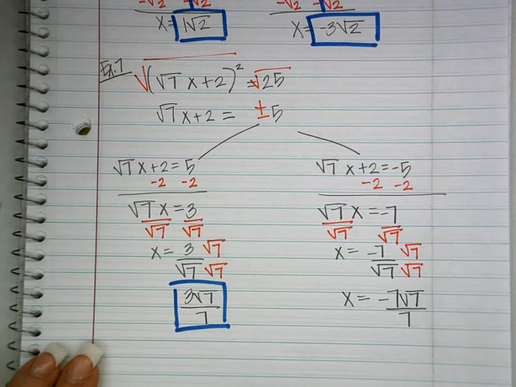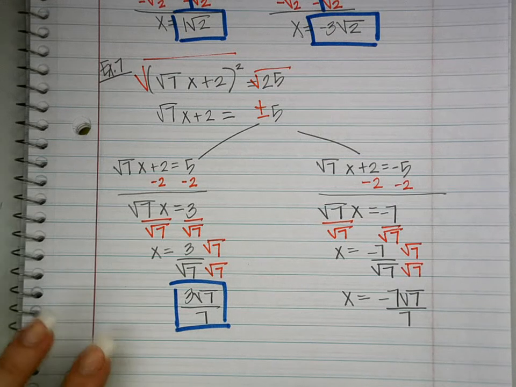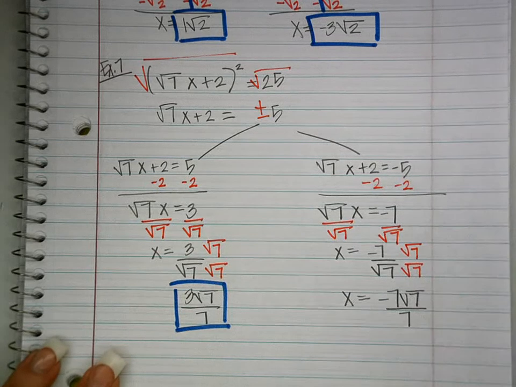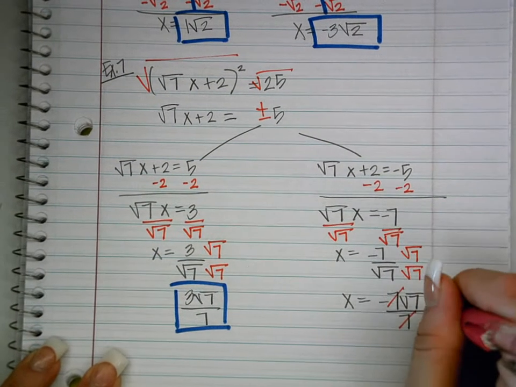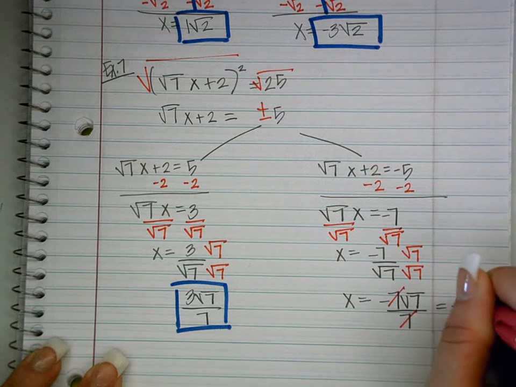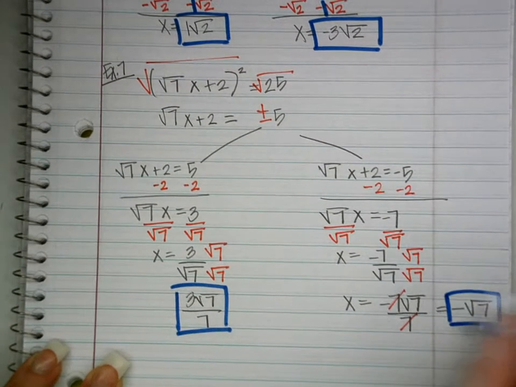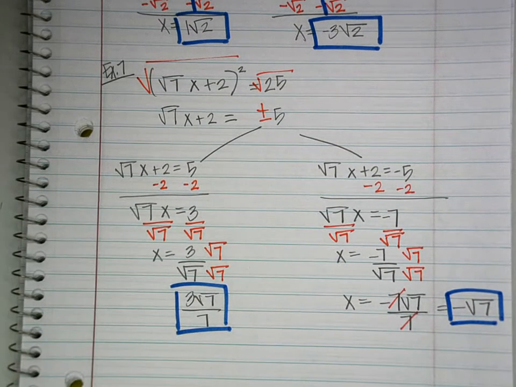So I'm sorry, I lied. That's not done yet. What can you do now? Reduce. Okay? This whole 7 and the one on the bottom, reduce. So that actually equals just negative root 7. If you put the 1 in front, that's fine, but you don't have to. Okay, so 2 different answers there. That is basically as hard as this lesson's going to get.